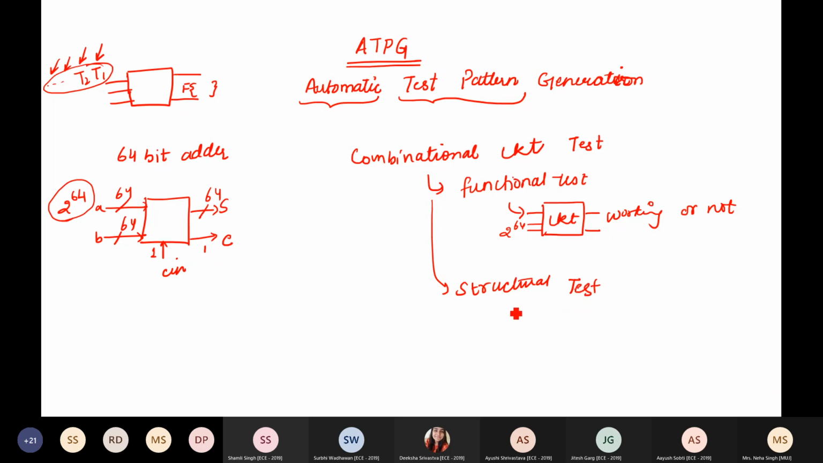Structural test means we work with the minimal set of stuck at faults or bridging faults, जो भी हमारी faults हैं, we consider those faults and we find the minimum set of stuck at faults at each line of the circuit and try to analyze them. So this will reduce my number of test patterns. This we discussed before also. To identify the minimal set of stuck at faults, we undergo collapsing. कौन से दो तरह की collapsing करते हैं हम?